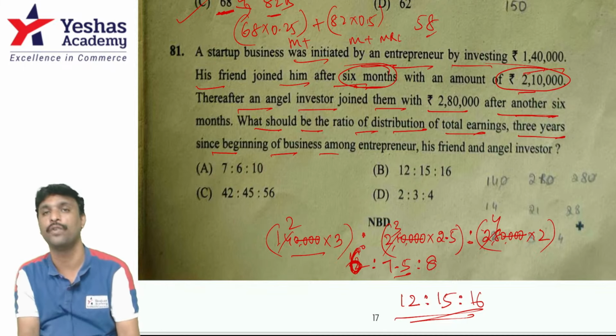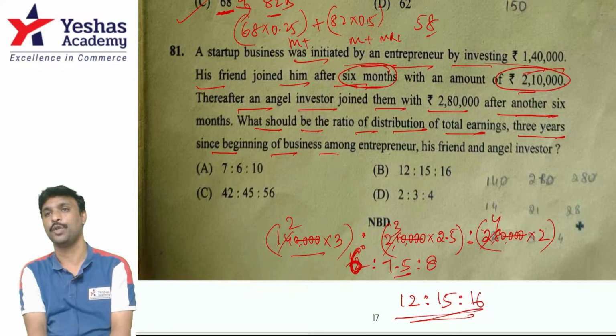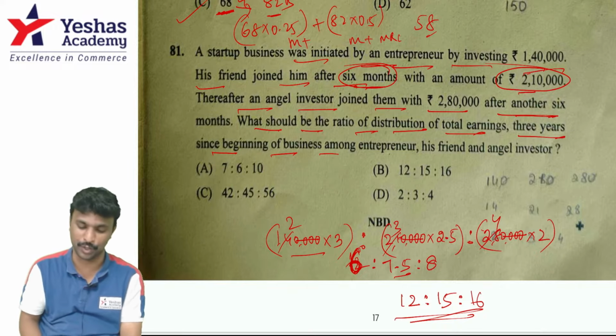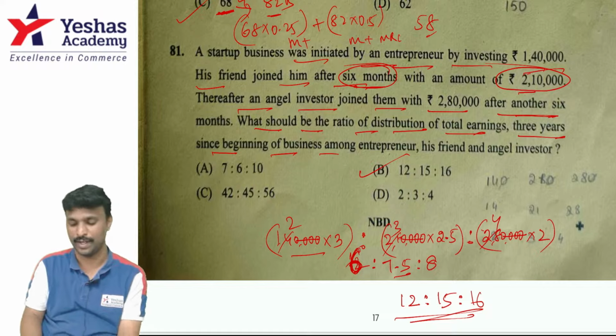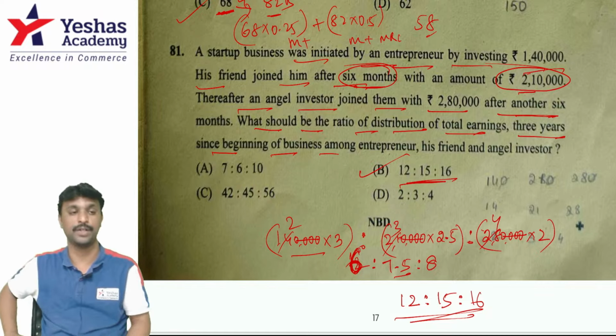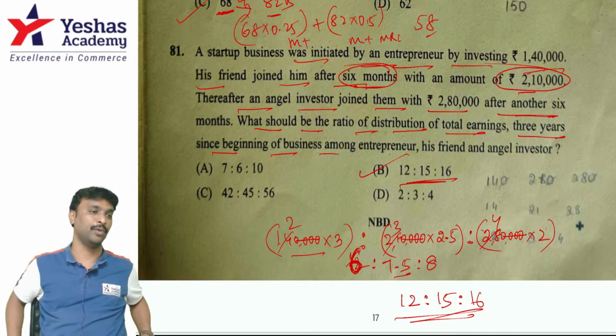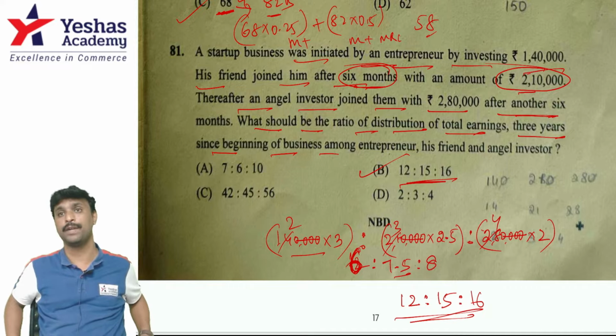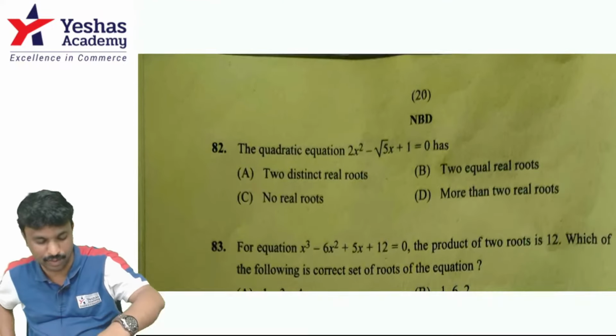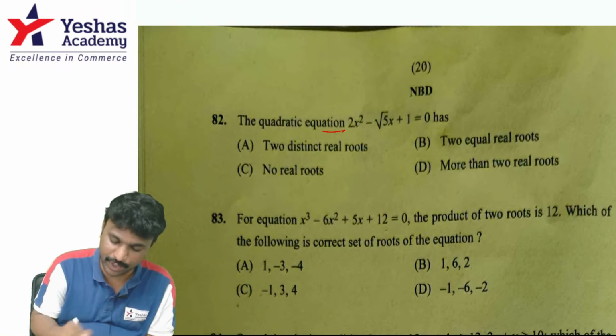The sharing also is in the same ratio as the investment ratio. So 12 is to 15 is to 16 is the right answer, option B. You can't just take 1 lakh 40 is to 2 lakh 10 is to 2 lakh 80, because their investment periods are not the same. Have you understood? 82nd question, the quadratic equation is given.